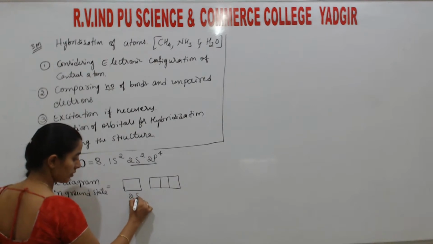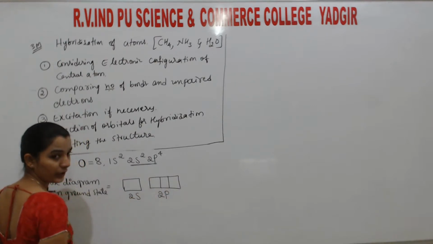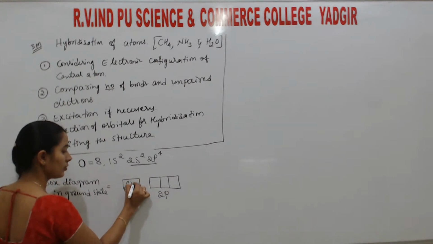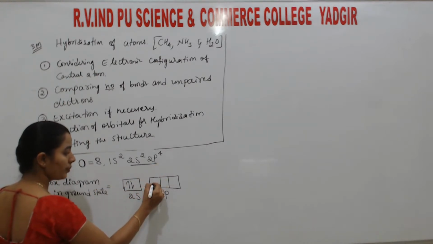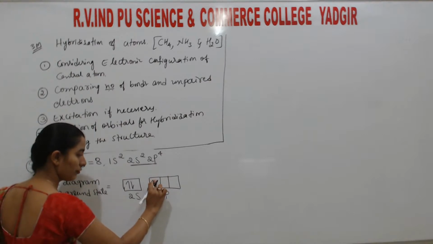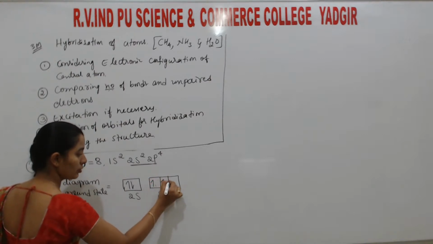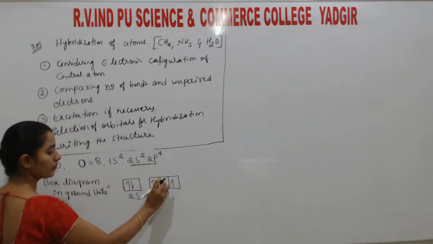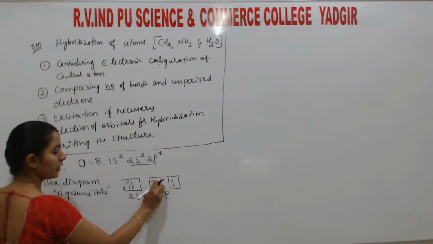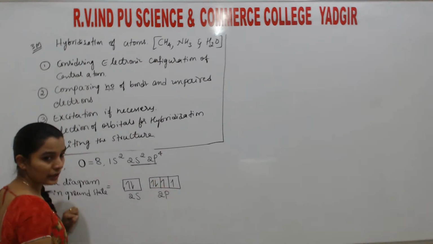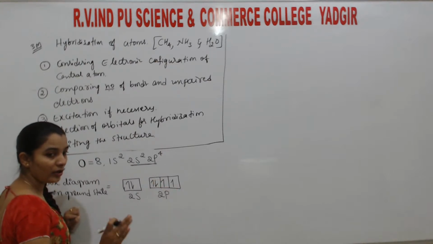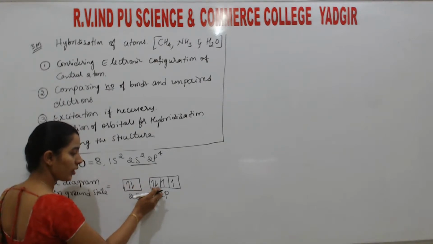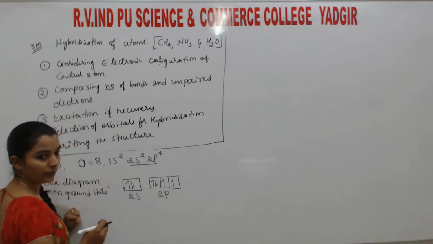This is 2s, this is 2p. Now, in the 2s orbital, 2 electrons. In the 2p orbital, 4 electrons. That is 1, 2, 3, later pair, because until all the orbitals are singly filled, pairing up cannot take place. So this is 2s orbital with 2 electrons, 2p orbital 1, 2, 3, and again a pair.